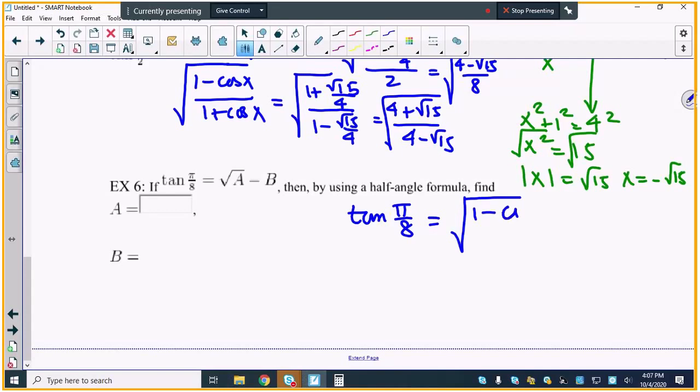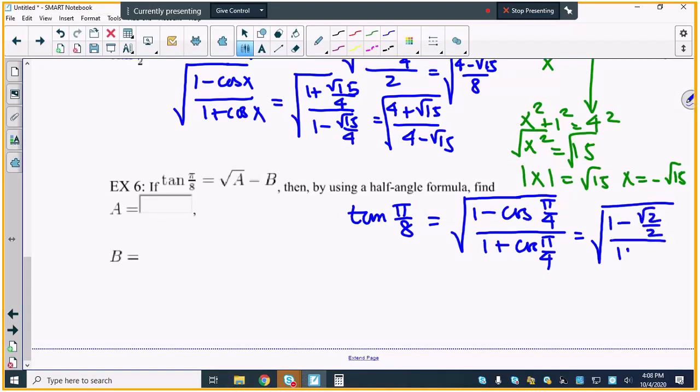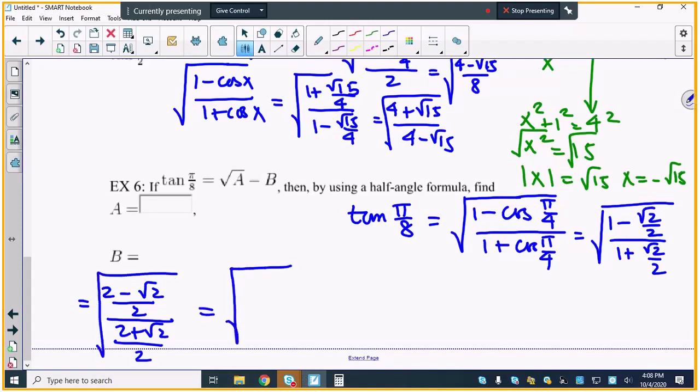And it will be 1 minus cosine twice pi over 8, which is pi over 4, over 1 plus cosine pi over 4. So we did it previously. The algebra this time is going to be a little different. So it will be 1 minus square root of 2 over 2 over 1 plus square root of 2 over 2. And I know the calculation in the next step, I'm going to write it as 2 minus square root of 2 over 2 over 2 plus square root of 2 over 2 under square root. Cancel the 2's and you get 2 minus square root of 2 over 2 plus square root of 2.